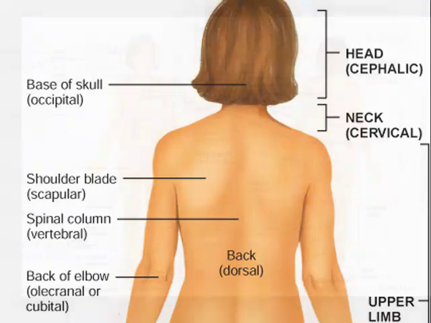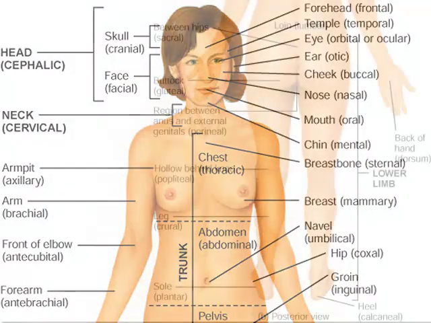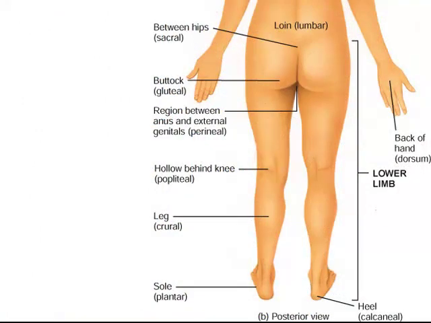Okay, let's move down to the abdominal area. We've got the navel or the umbilical, from your umbilical cord. Hip is the coxal area. Loin, lumbar, and between the hips is the sacral area.